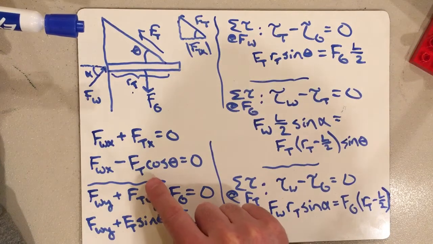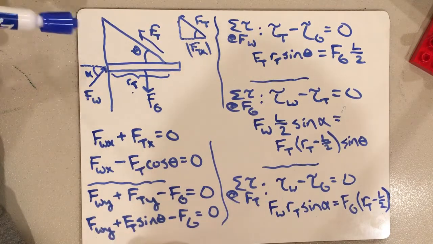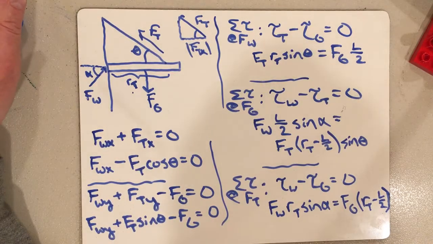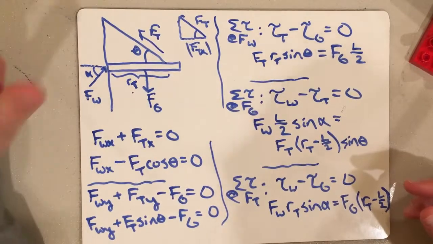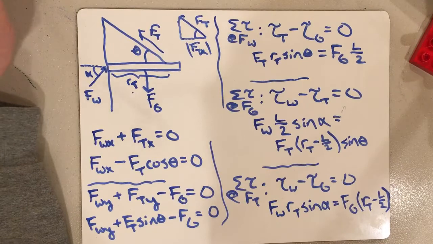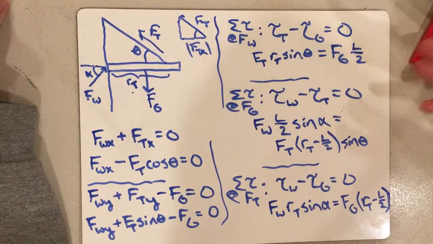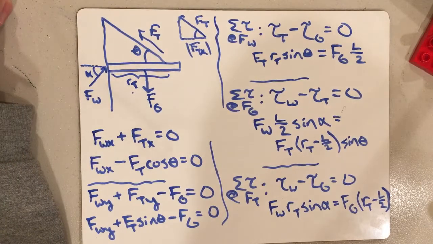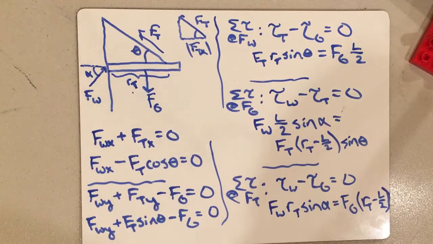Once I know the tension, I can easily figure out F_wx and F_wy. And after I know F_wx and F_wy, I could get alpha if I was so inclined. But that's the idea. You write down as many formulas as you need. But you have to understand how to set them up. So this is just one example of how to set up your formulas, how to do the force diagram, so that you can get these formulas that allow you to solve for the unknowns.